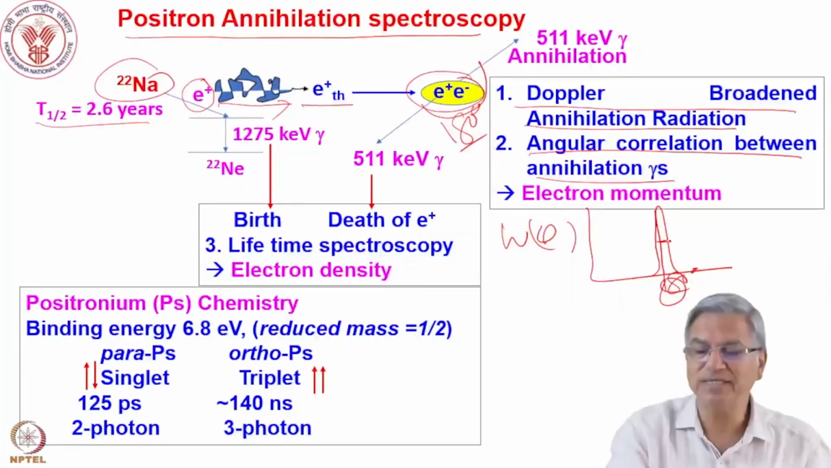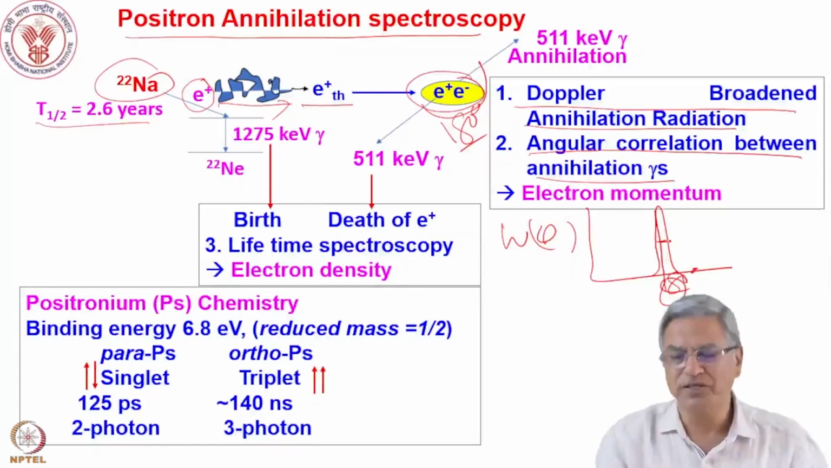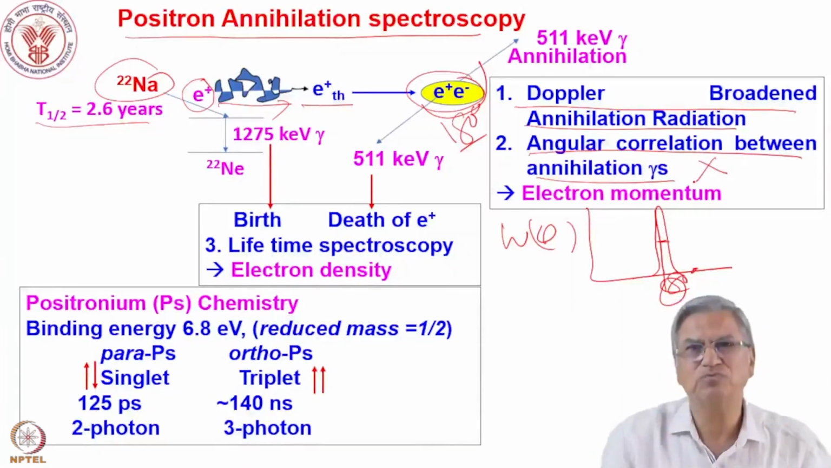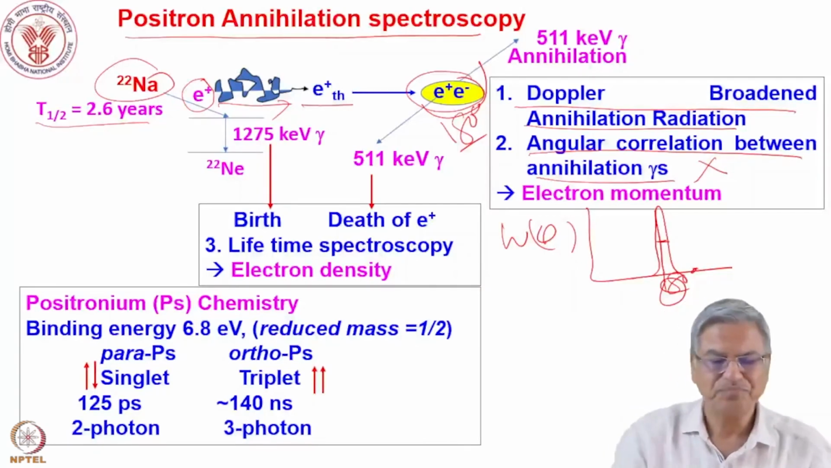So these are the two techniques: Doppler broadened annihilation radiation, DBAR, and angular correlation between annihilation gamma rays. We will not talk about this angular correlation, so it can also be used to obtain the electron momentum.